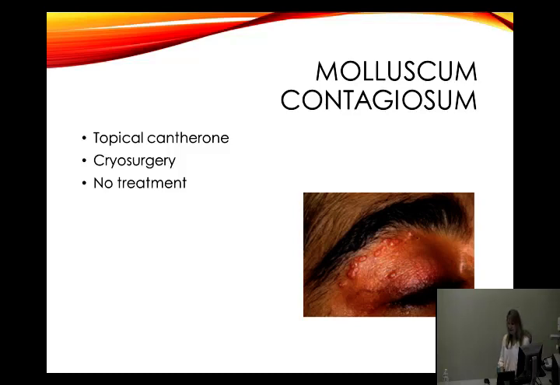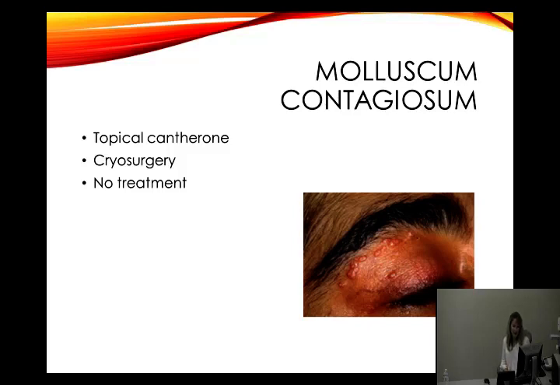And if they decide they want to have spots treated, you have to make sure that they realize you are just treating the spots that are there. That doesn't prevent new spots from coming. When you treat these spots, you also have a risk of scarring. If you don't treat them, they will go away and heal with no scar at all. So just to make sure that your patient or your patient's parents are aware of that before you would treat the lesions. And typically, molluscum are treated either with cryosurgery, so liquid nitrogen, or topical cantharone.